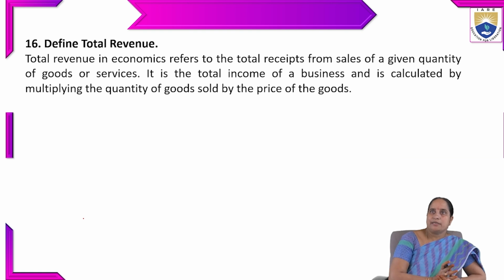Then define total revenue. The term total revenue in economics indicates the total receipts from sales of a given quantity of goods and services. It is also defined as the total income of a business and is calculated by multiplying the quantity of goods sold by the price of the goods.